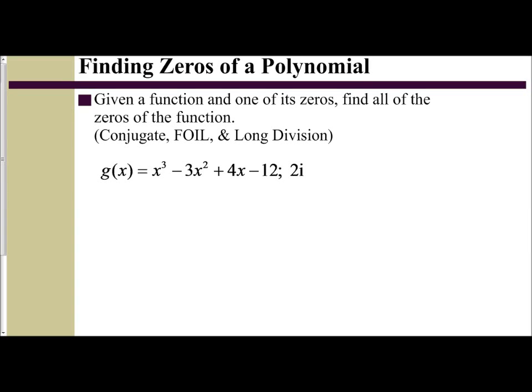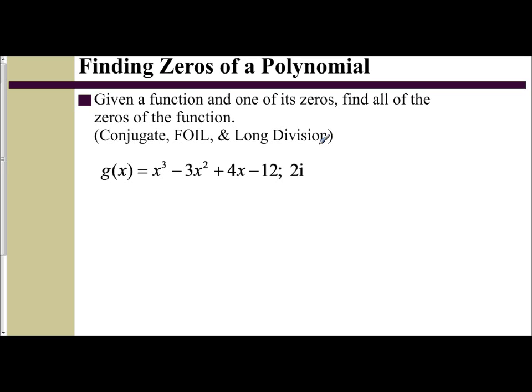In this video, we are going to look at finding the zeros of a polynomial, but this time we're going to deal with being given imaginary zeros, and we're going to have to find the conjugate and go from there. FOIL it out, and here we're going to have to use long division. So let's take a look at our first example.